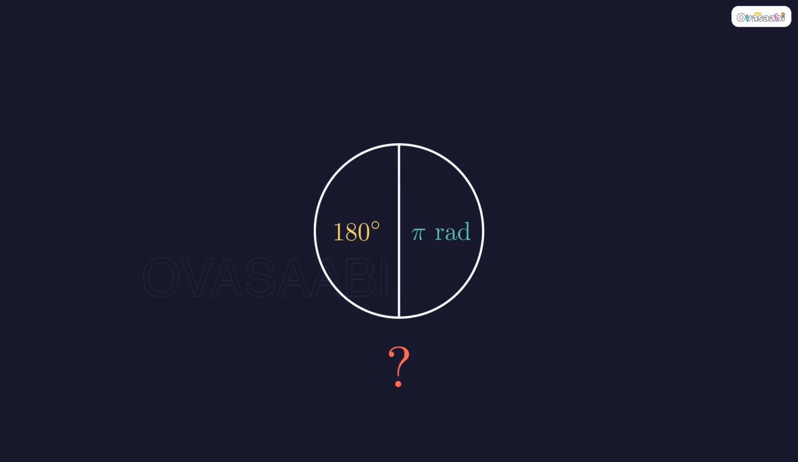180 degrees and pi radians, are they the same thing? Let's find out how to switch between them.